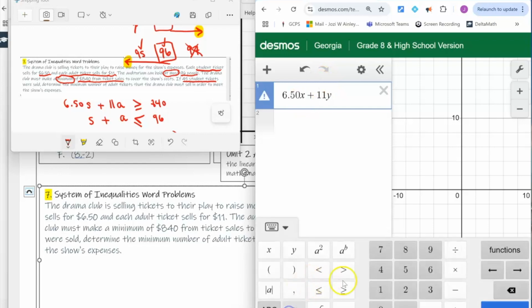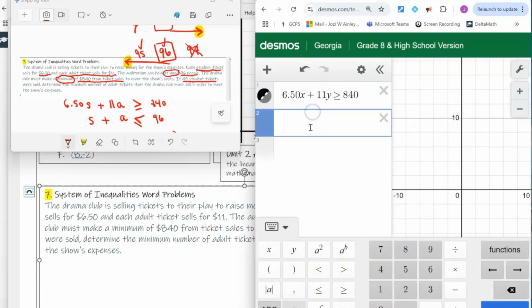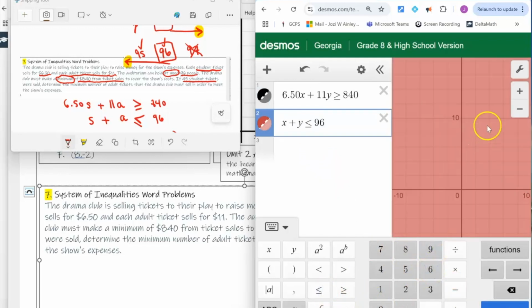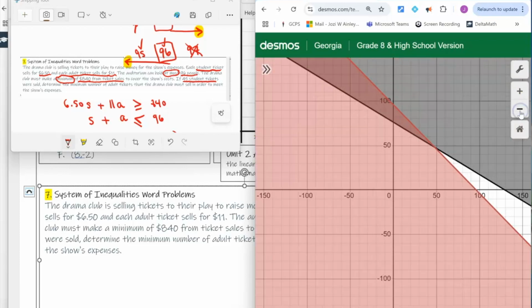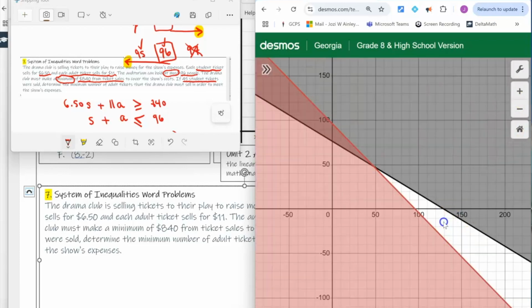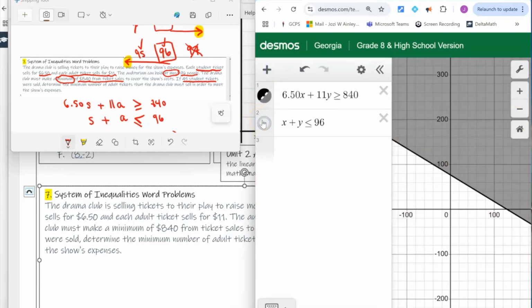All right, so type it in: the first inequality is greater than or equal to 840. So boom, there's my first inequality. The second one, x plus y is less than or equal to 96. Boom, that's my next one. All right, we're going to hide this for a quick second. I need to know where the solution is, which means where does it overlap? Where does the black overlap with the red?